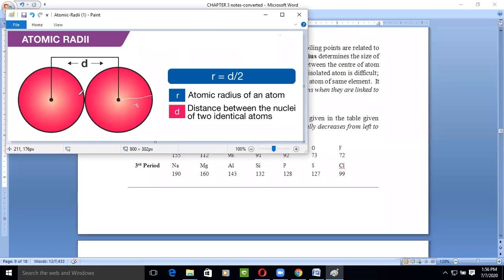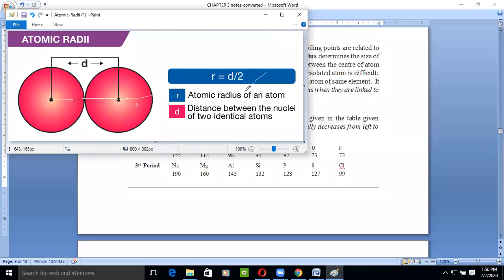But when two atoms are bonded together, the distance between both the nuclei is known as d. So if you find out the radius, we will write r is equal to d by 2, meaning we have to divide the distance between the nuclei of both the atoms by two. That is how we can find out the radius of an atom accurately, right?